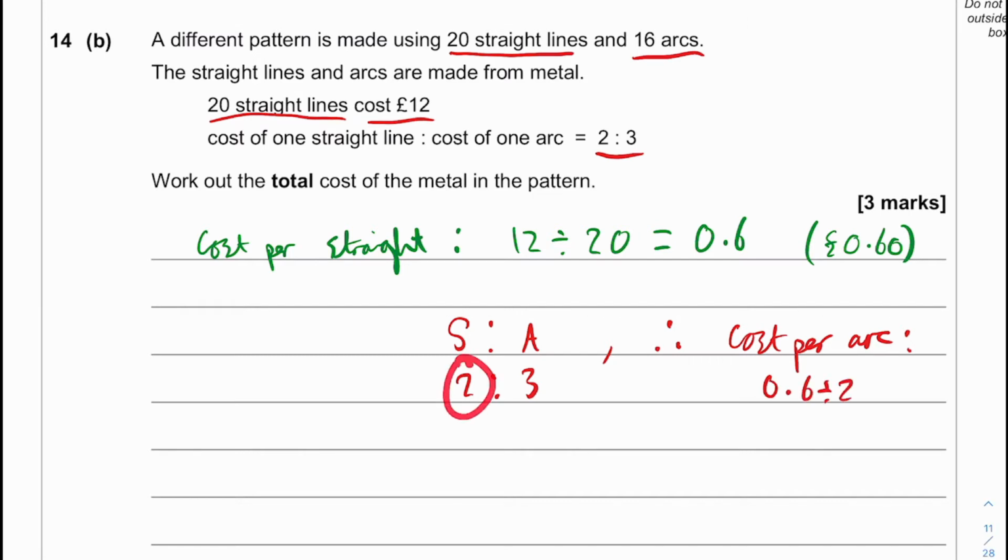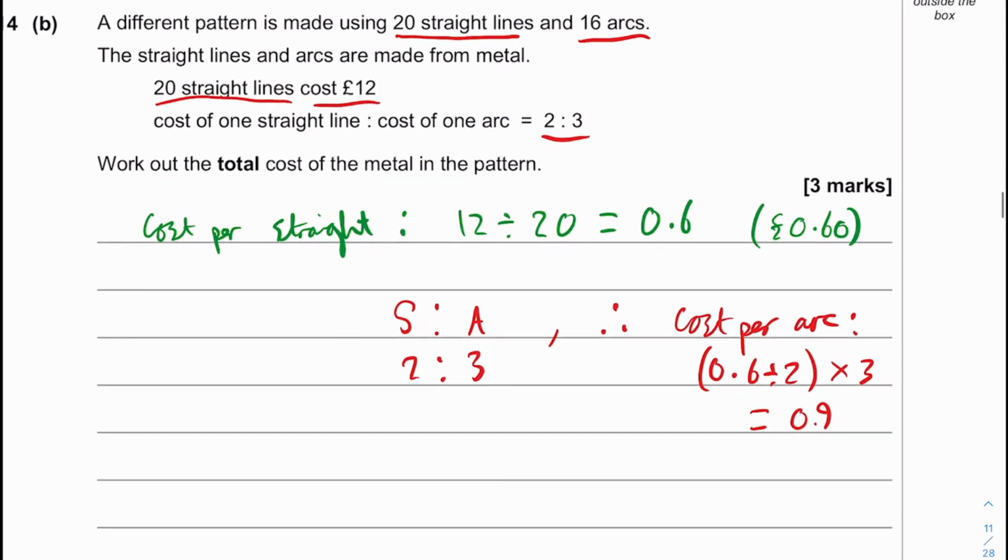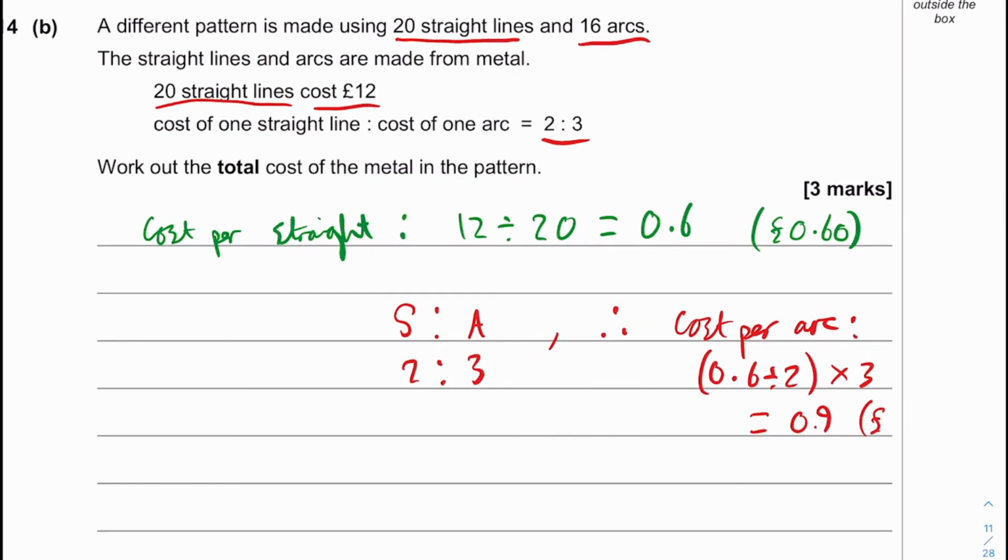So this will get the ratio of 1 from here by dividing by 2, and then to get the cost for one arc we multiply by our 3, so I'll put in brackets times by 3, and this is equal to 0.6 divided by 2 is 0.3, times by 3 is 0.9, so I'll put in brackets again 90p.